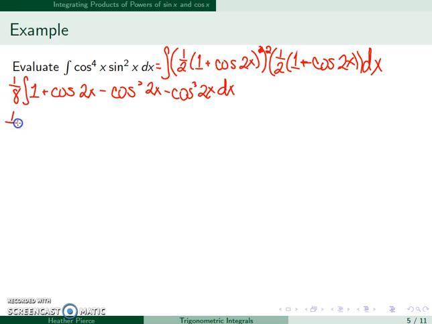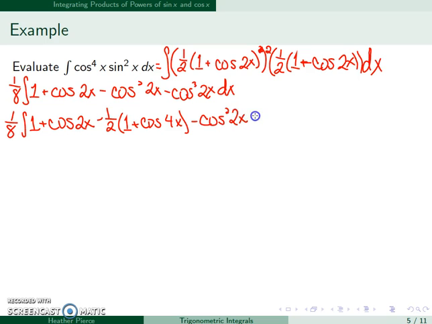So, I'll have to rewrite some of these terms, and I'll get 1 plus cosine 2x minus 1/2 times (1 plus cosine 4x), minus, and I'm going to rewrite this one as cosine squared 2x times cosine 2x dx. So I'm going to take some of these integrals.